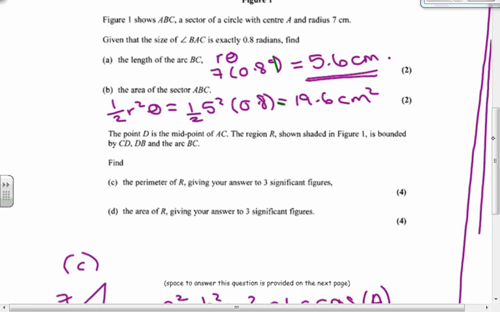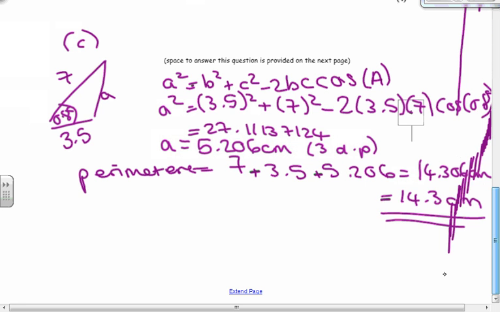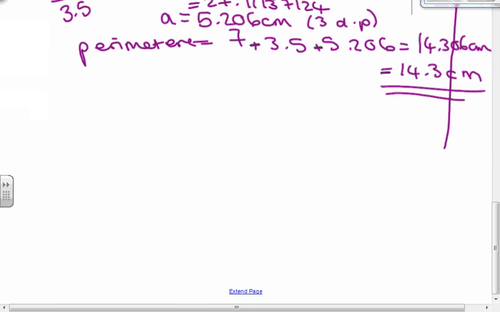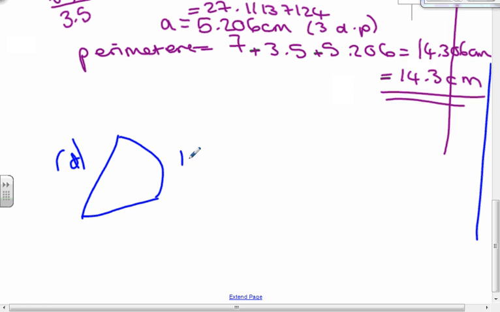So on to D. D asks us to find the area of the region R. So similarly to the last question we did, we'll find the area of the full sector and we will take off the area of the triangle. So for part D, the area of the full sector we already know is 19.6 centimetres squared. So we need to take off the area of the triangle.